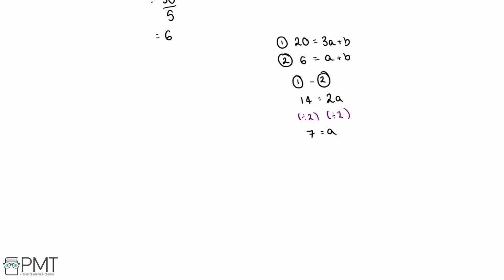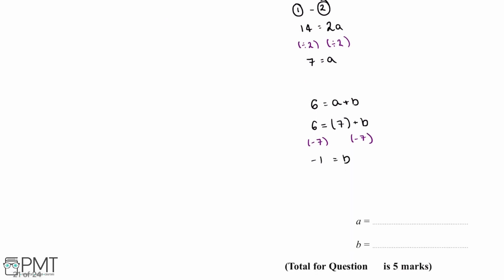So now the final thing we need to do is substitute the value of 7 which we've worked out into one of the original equations. So if we use the equation 6 equals a plus b, then this means 6 is equal to 7 plus b. Now we can minus 7 from both sides, and this tells us that b is equal to negative 1. And these values for a and b are our final answer.